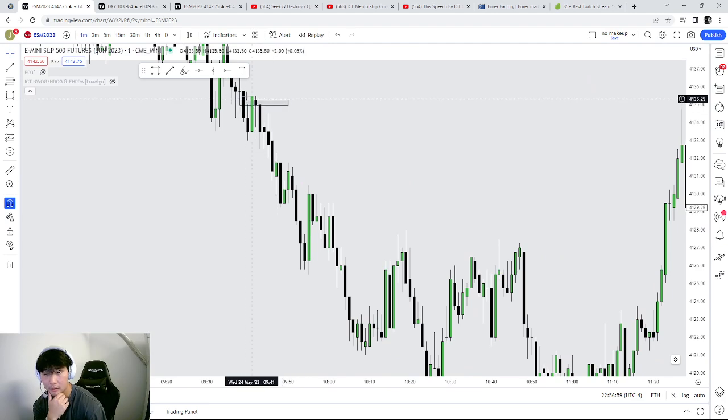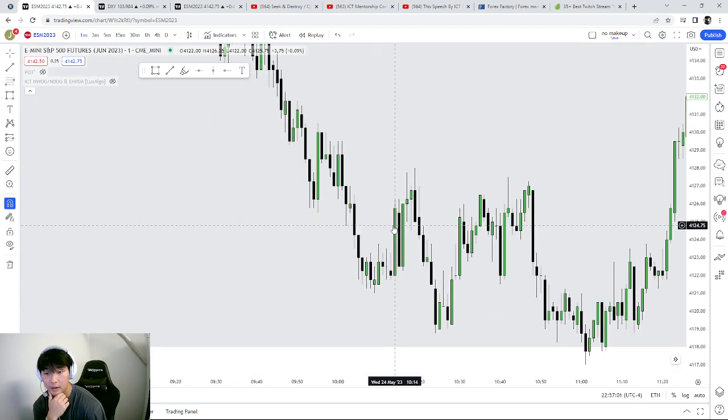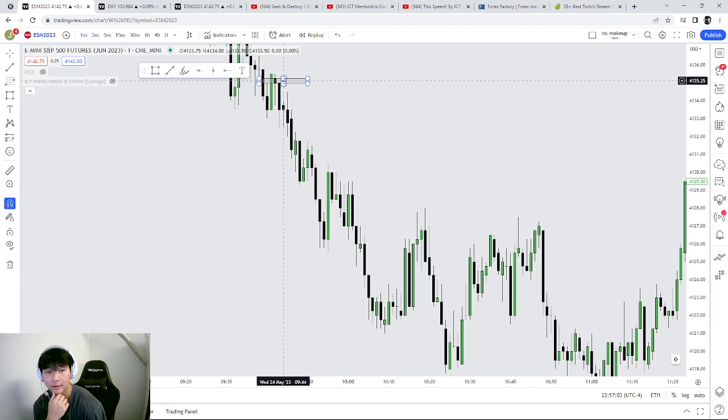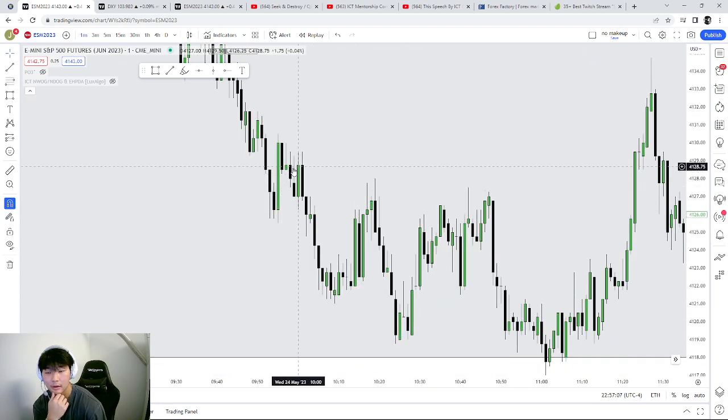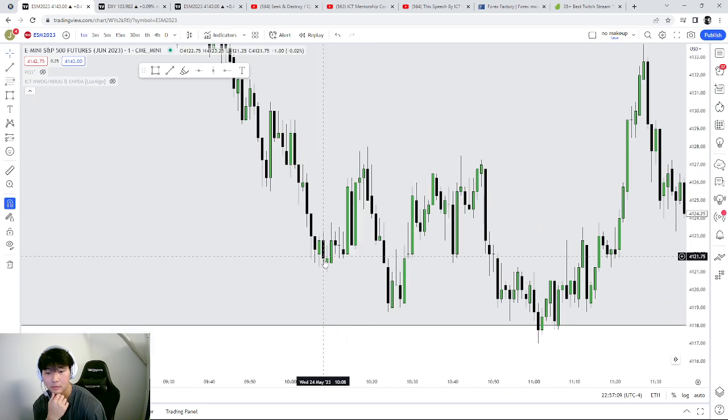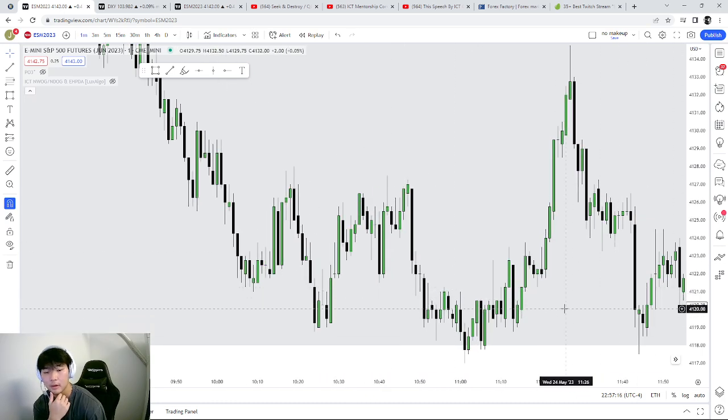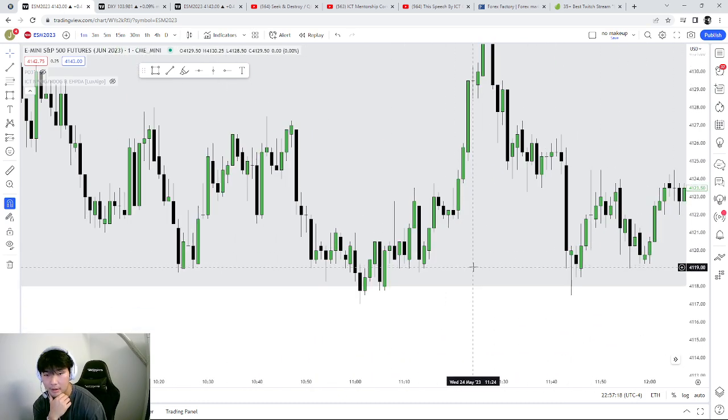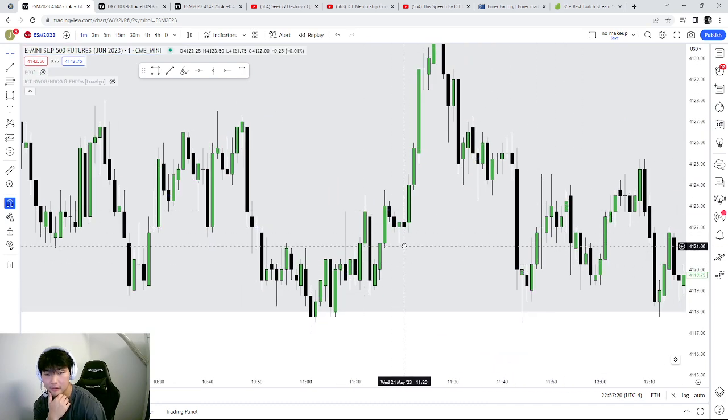This is my entry here, and price sells off, and after taking a 5-handle partial, somewhere here, I then take partials throughout here for my runners, and then get stopped out in profit, which is a really nice trade, and I should have been done for the day. But I did end up taking this long as well.